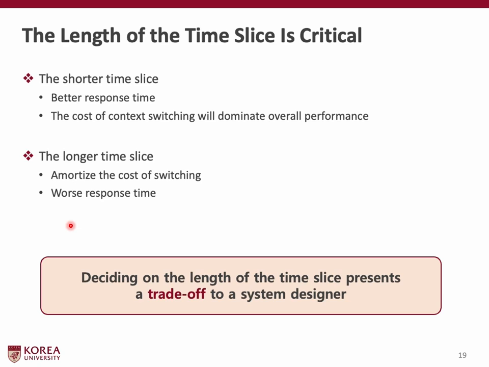This means it has very low response time, especially for short or interactive jobs. So there is a trade-off for the length of the time slice. Short time slices can improve responsiveness, but long time slices can improve efficiency. So a well-chosen time slice strikes a balance between these two factors. But if the time slice is poorly chosen, either responsiveness or efficiency will suffer.